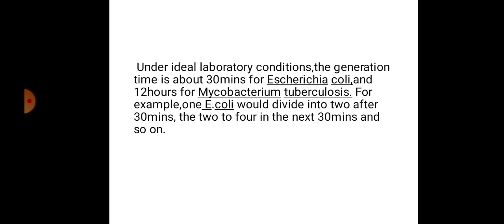Now moving on, under ideal laboratory conditions, the generation time is about 30 minutes for Escherichia coli and 12 hours for Mycobacterium tuberculosis. For example, one Escherichia coli would divide into two after 30 minutes, the two into four in the next 30 minutes, and so on. Now, bringing back your knowledge on the types of microorganisms we have, viruses and bacteria grow differently. If a virus enters an individual or an organism, it will thrive and spread very fast compared to bacteria. Bacteria will establish themselves for some time before they start bringing out symptoms of a particular disease. So that is how microorganisms grow.